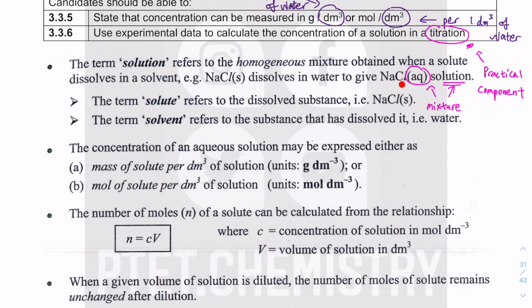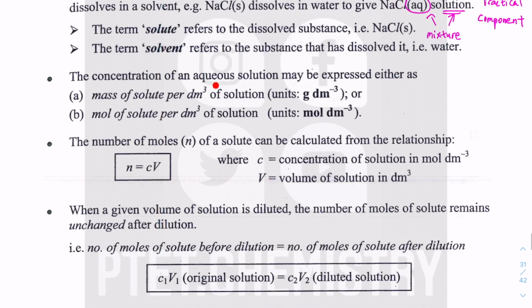Ionic compounds such as sodium chloride or table salt dissolve in water. Solute is the substance that dissolves in the solvent. Solvent is the substance that you use to dissolve the solute. So you have to be very clear what is solute and what is solvent. Solute is that substance that you dissolve in the solvent. Solvent is the substance that you use to dissolve the solute. NaCl dissolves in water. NaCl is the solute. Water is the solvent which you use to dissolve the salt.